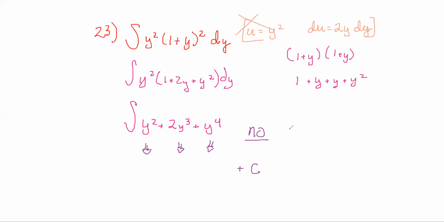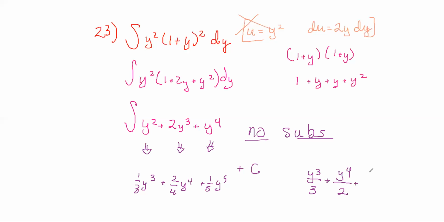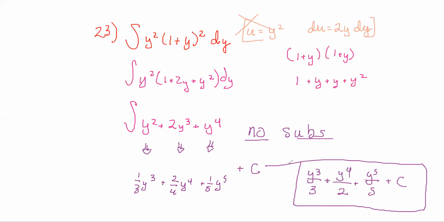So no substitution. This is 1 over 3 y to the 3 plus 2 over 4 y to the 4 plus 1 over 5 y to the 5 plus c. Simplify this down: y cubed over 3 plus y to the 4th over 2 plus y to the 5th over 5 plus c. That's how you solve it.